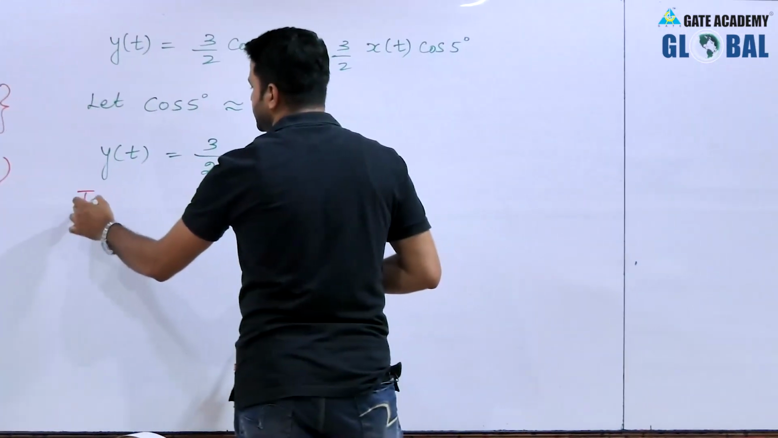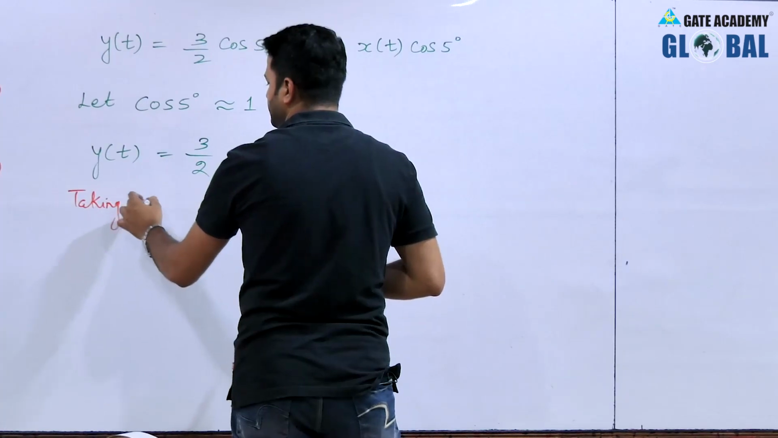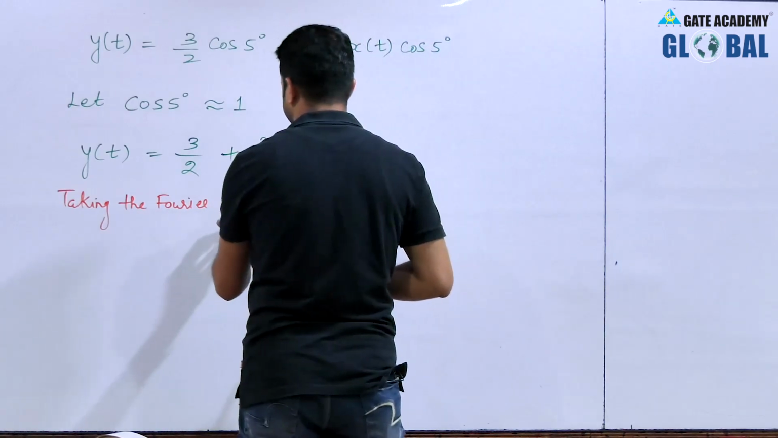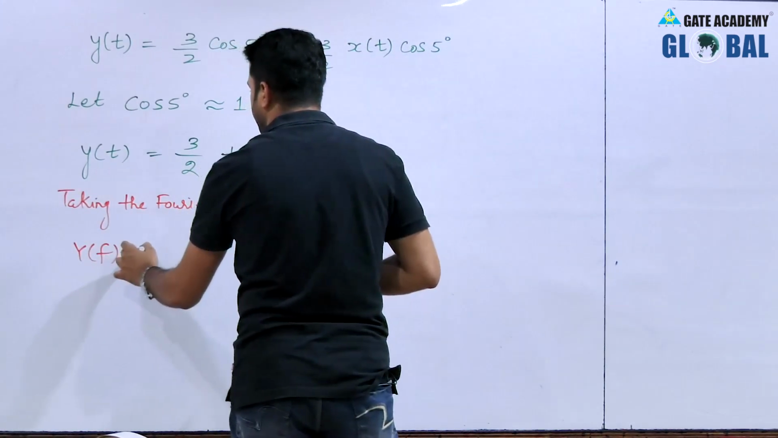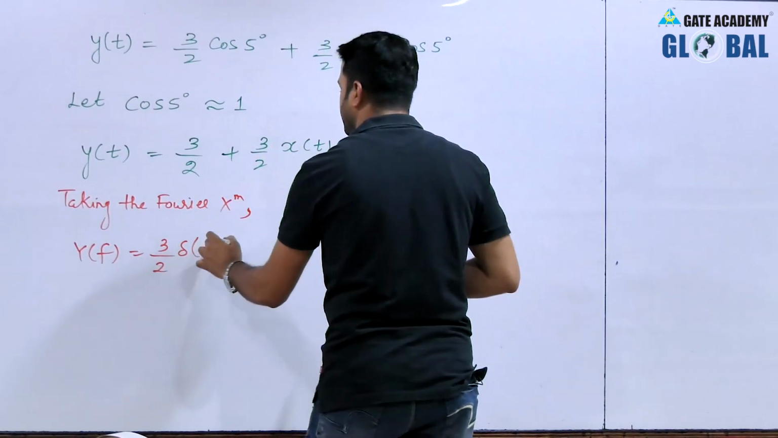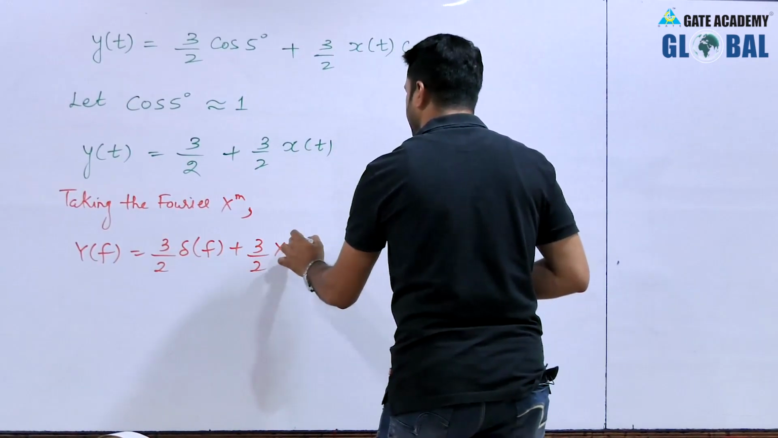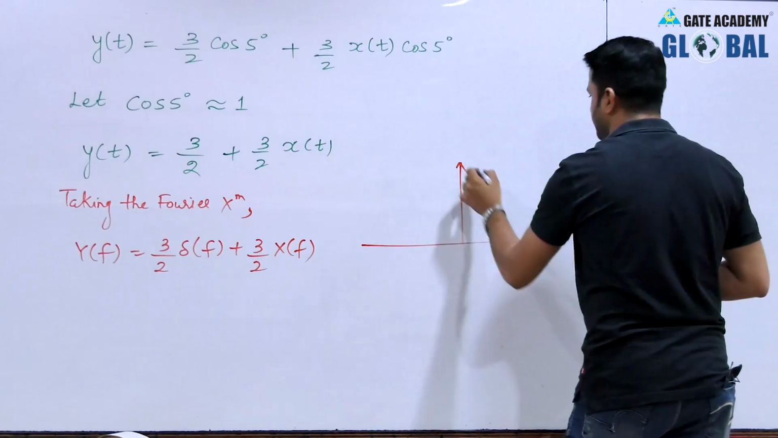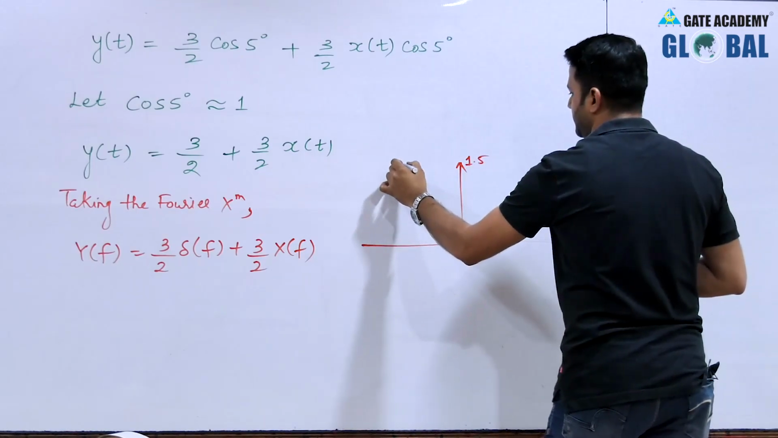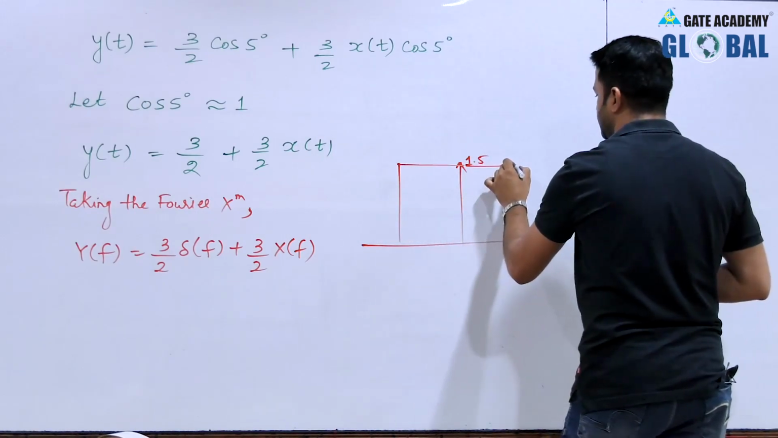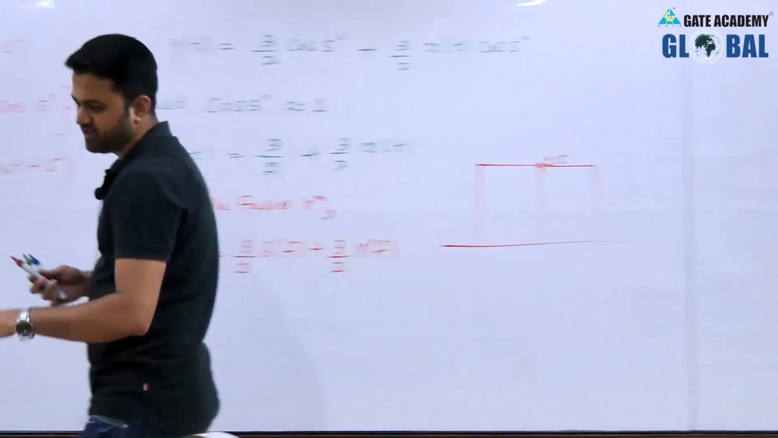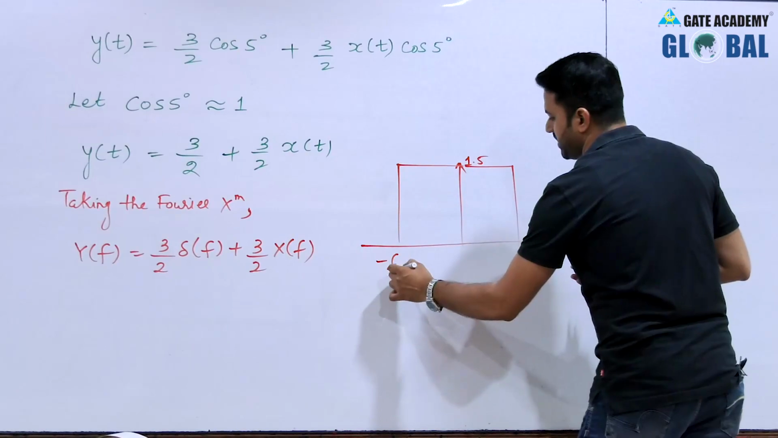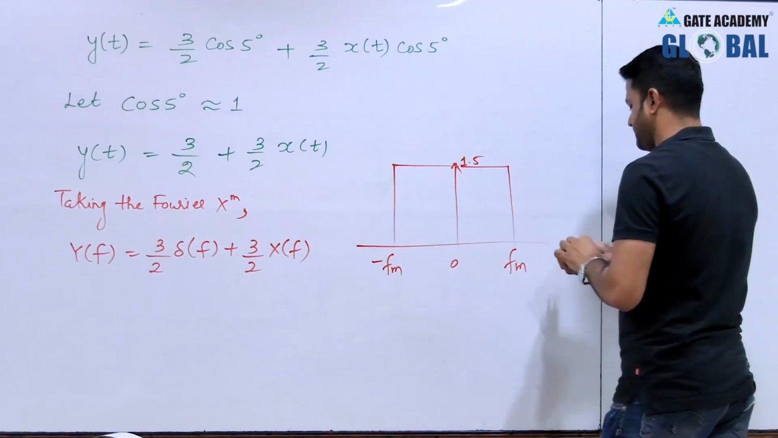So, taking the Fourier transform, we get Y of f equal to 3 by 2 delta of f plus 3 by 2 X of f. When we draw it, 3 by 2 means 1.5. X of f is given in the question with amplitude 1, but here it has amplitude 1.5 and ranges from minus fm to fm. So, we get this signal.